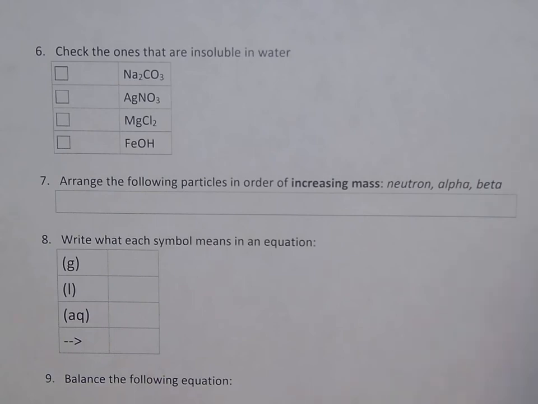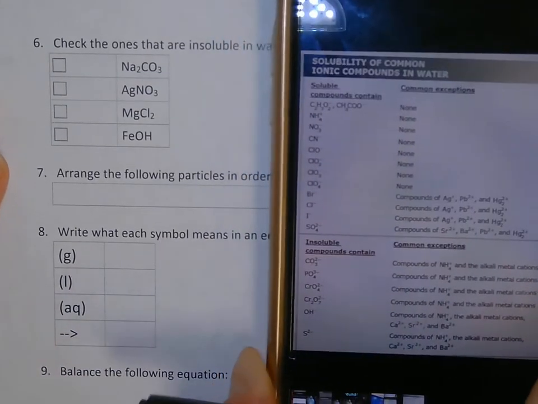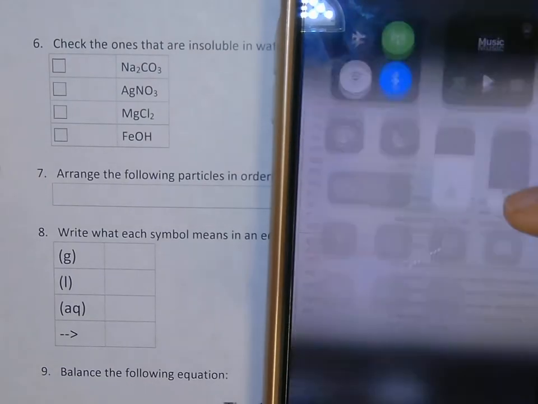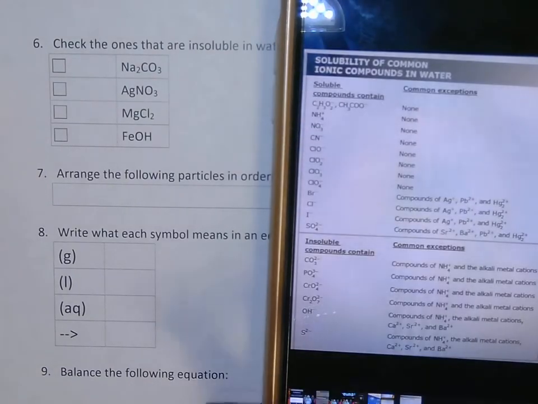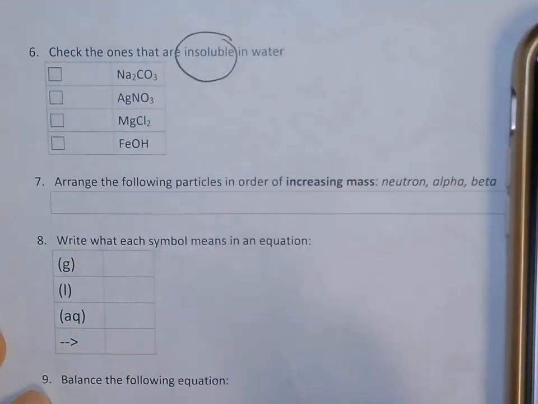Okay, so for number 6, you actually have to use your solubility chart. And that is under the resources tab of your OneNote, and it is the reference sheet. So there you will find this chart. So let me turn up that brightness actually so you can really see it. Okay, so they're asking you about insoluble in water.